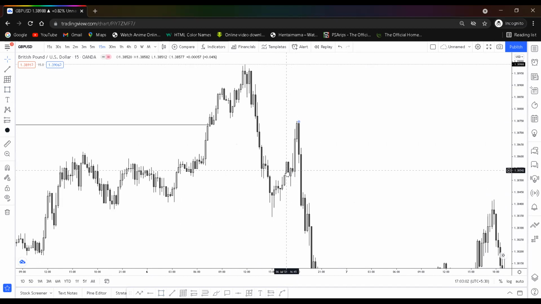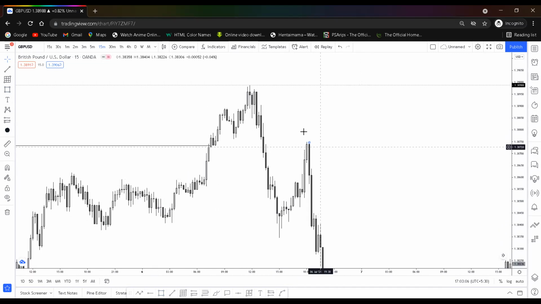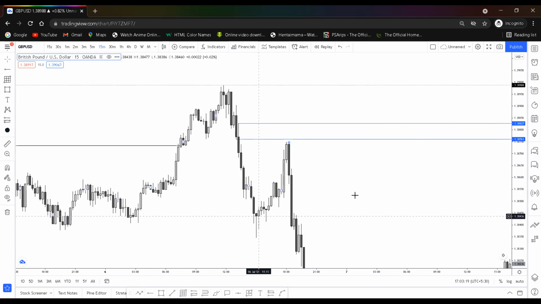So that's an inducement, exactly. And then even this high itself becomes an inducement, and we can expect a pullback from this range. I don't know, but maybe we can expect a pullback from this range, right?